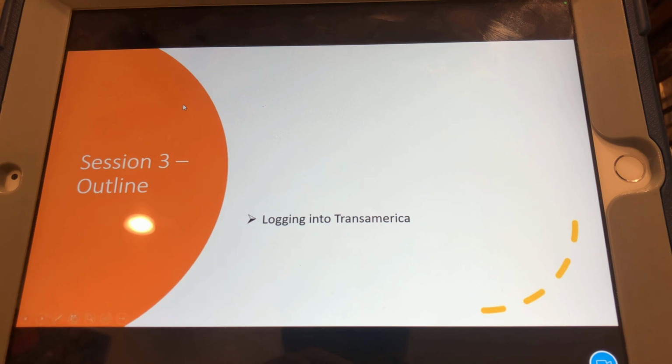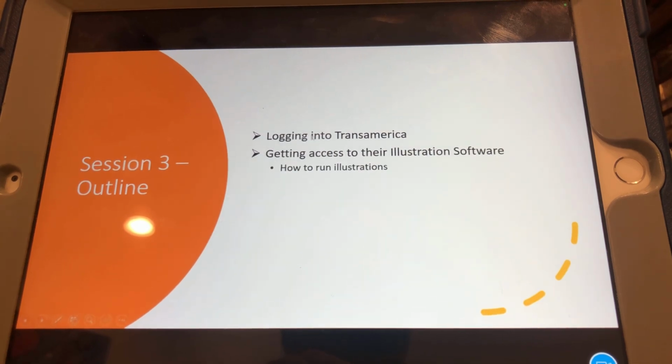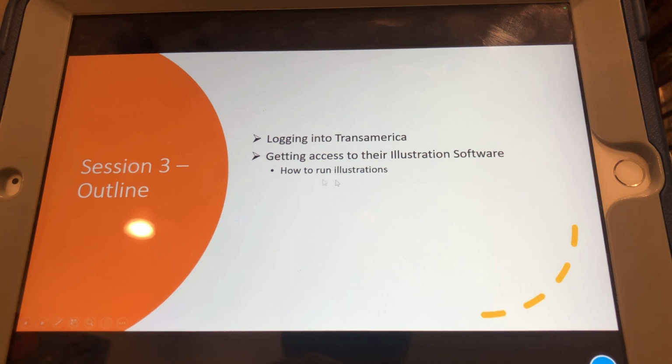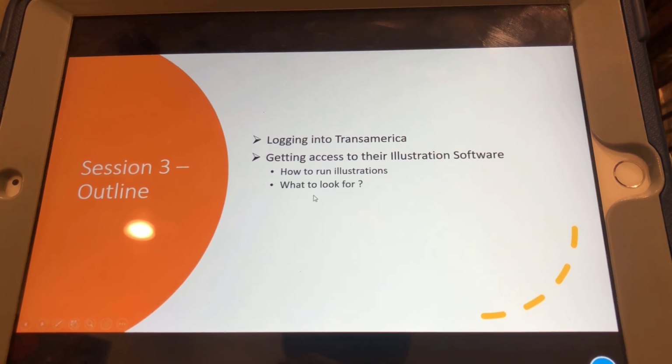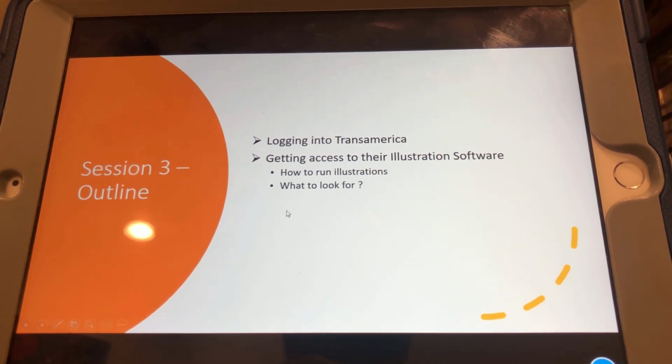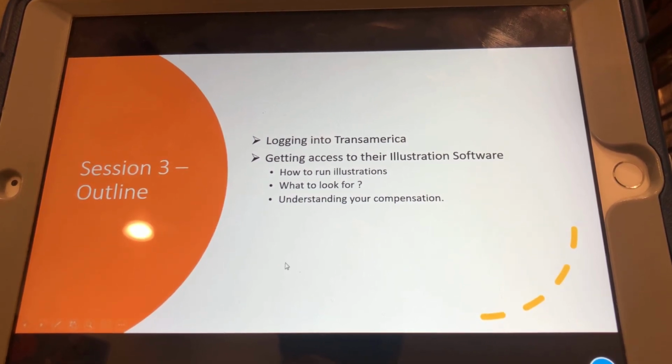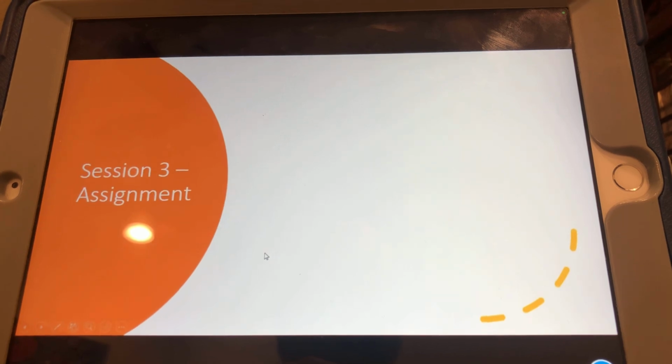All right. So, I taught you guys how to log into Transamerica today, how to get access to the illustration software, how to run their illustrations, what to look for, and understanding your compensation on that as well. So that's what we did today. Also, I taught you how to run a term quote.